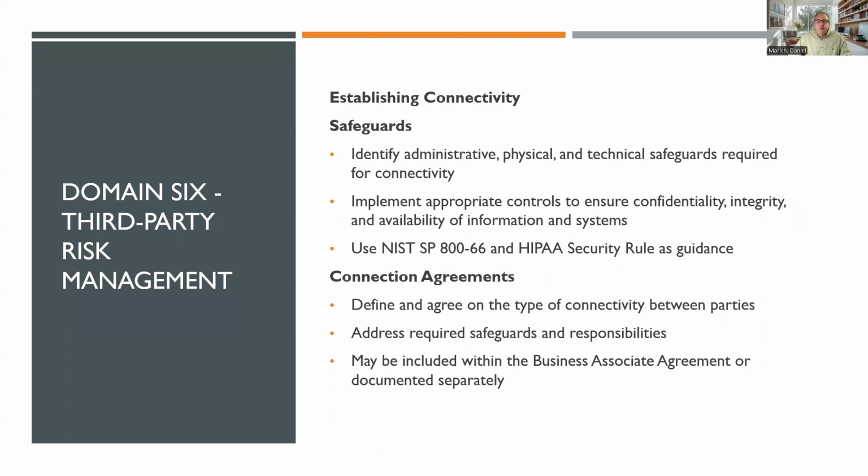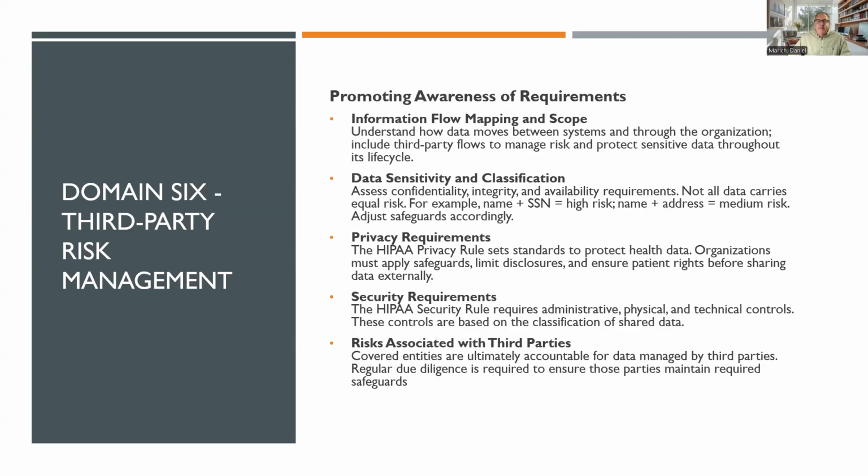Know the safeguards. You're already familiar with this: administrative, physical, technical. Implement appropriate controls. Know that NIST SP 800-66 and the HIPAA security rules are guidelines for implementing these safeguards. Then you have connection agreements. This is like a sub-agreement to the big, large agreement. How exactly are these things going to be connected? Then promoting awareness of requirements.